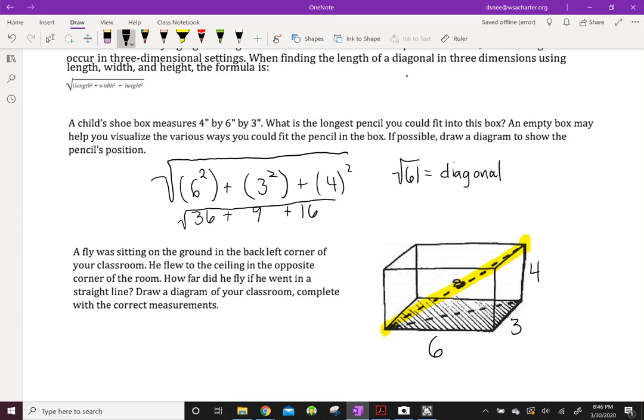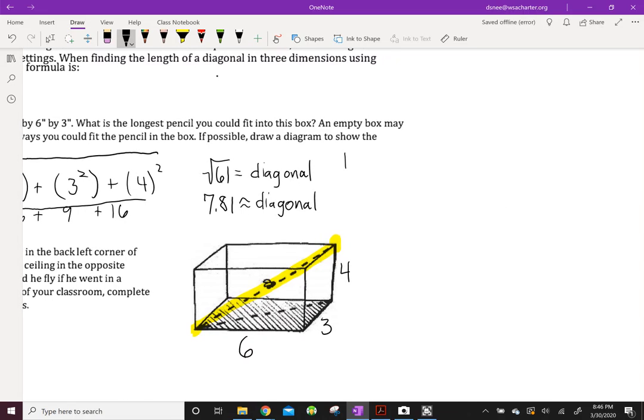And the square root of 61 equals 7.81. 7.81 is approximately the diagonal. So that would be the longest pencil that could fit in that box. The longest pencil would be 7.81 inches. The longest pencil that would fit would be 7.81.